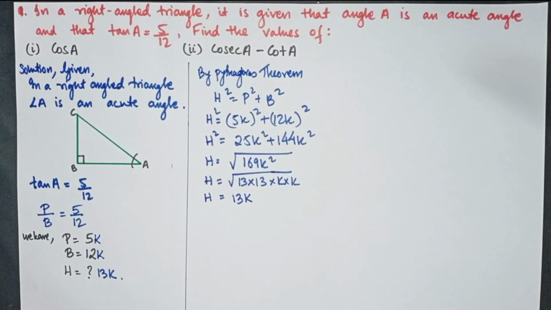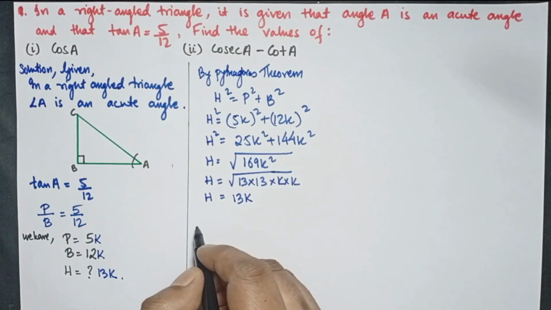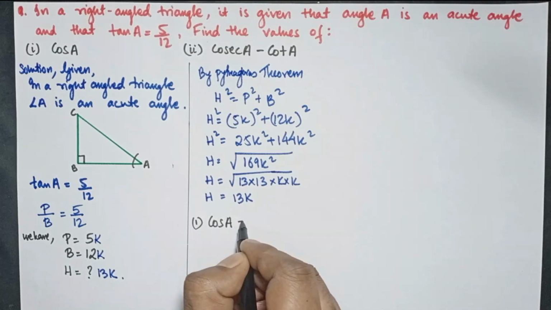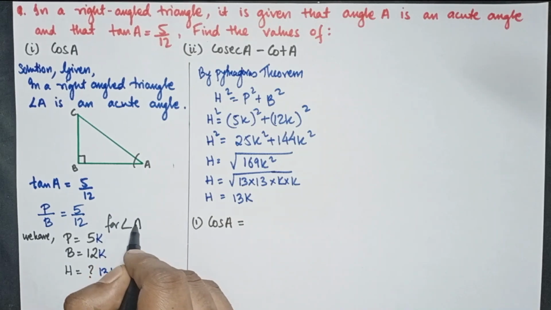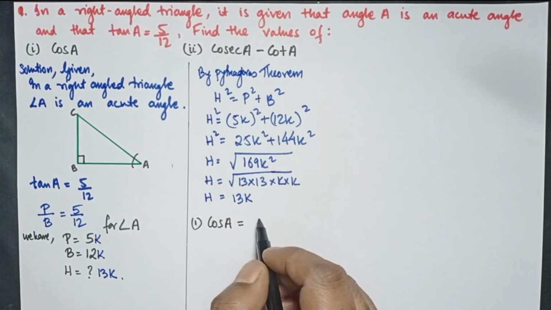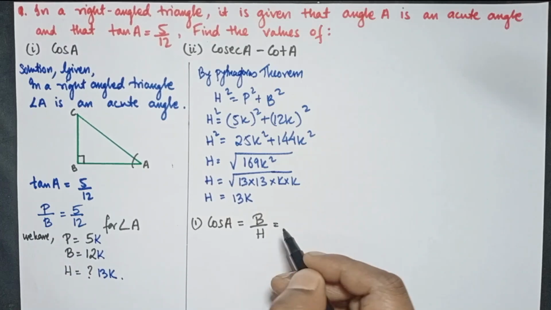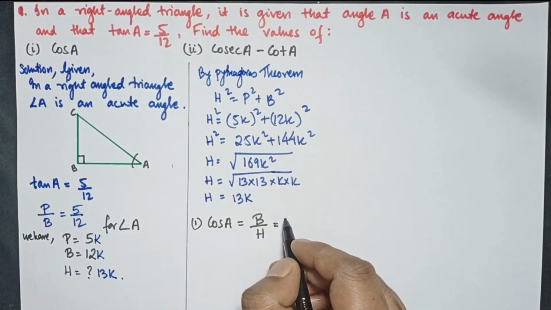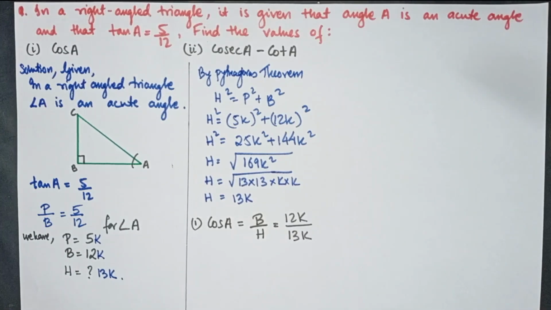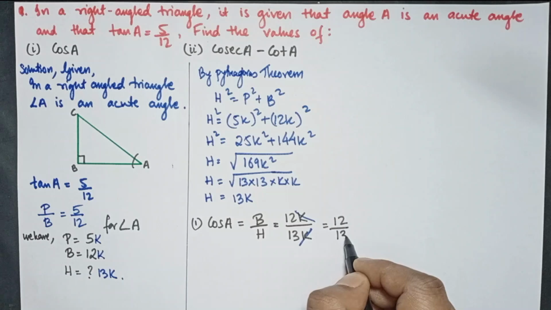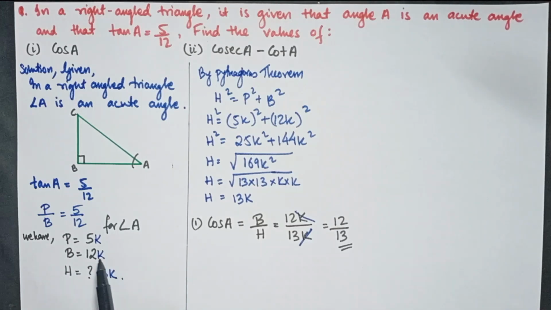Number one, you have cos a. This is for angle a. So the cos a formula is base upon hypotenuse. What is the value of base? Base is my 12k, and my hypotenuse is 13k. So you can see here k got cancelled. So finally I got the answer 12 by 13. The k at the last gets cancelled, so if you are without writing k also, you can solve this question.